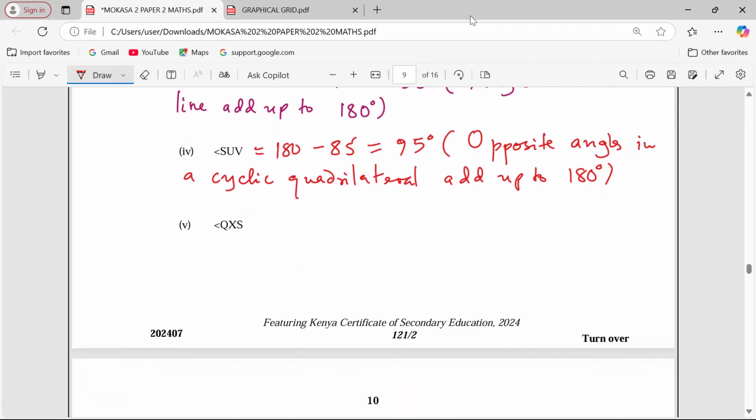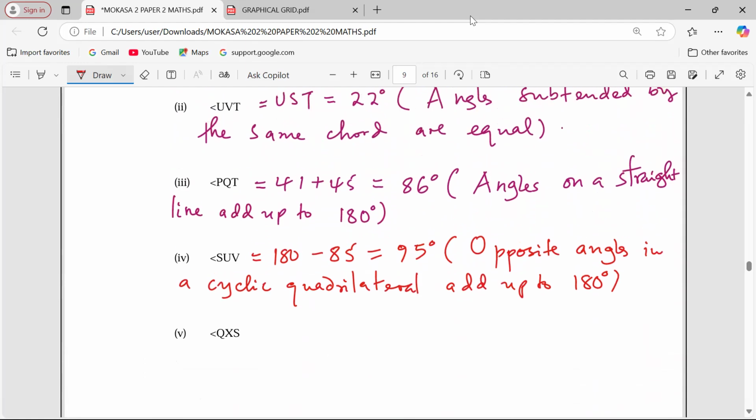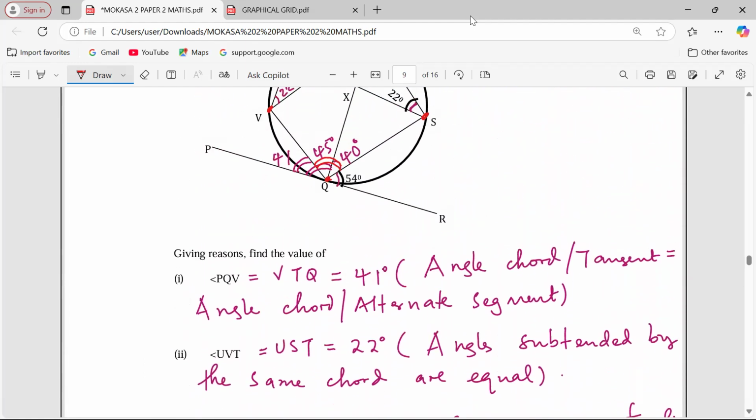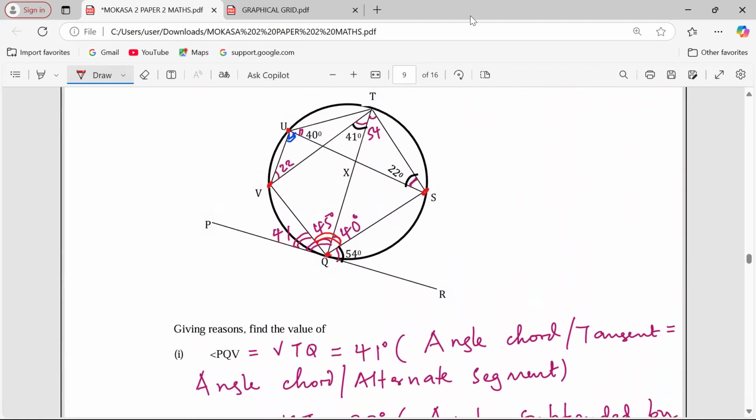Then we have QXS. QXS. QXS. That is the angle at this point. Remember, we have gotten 95 here. So we are talking about this angle now, the angle at that point. This one is going to be simple.